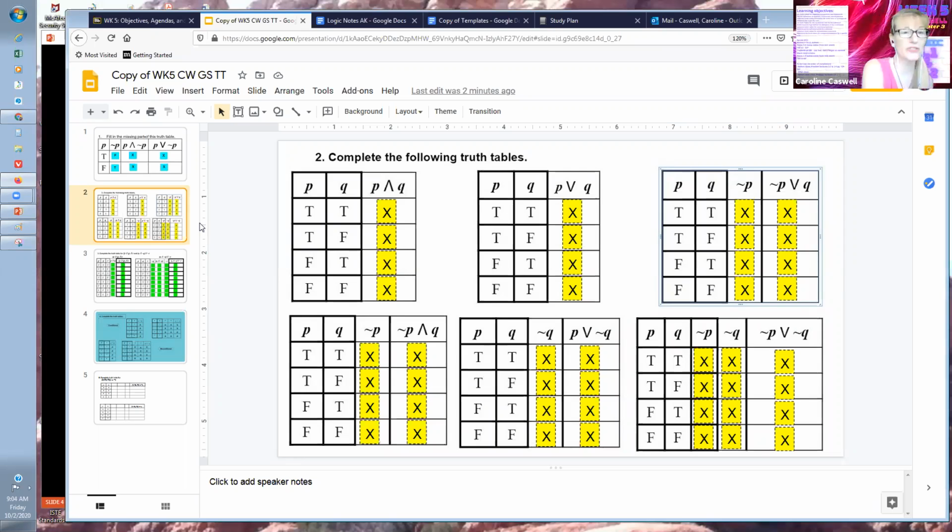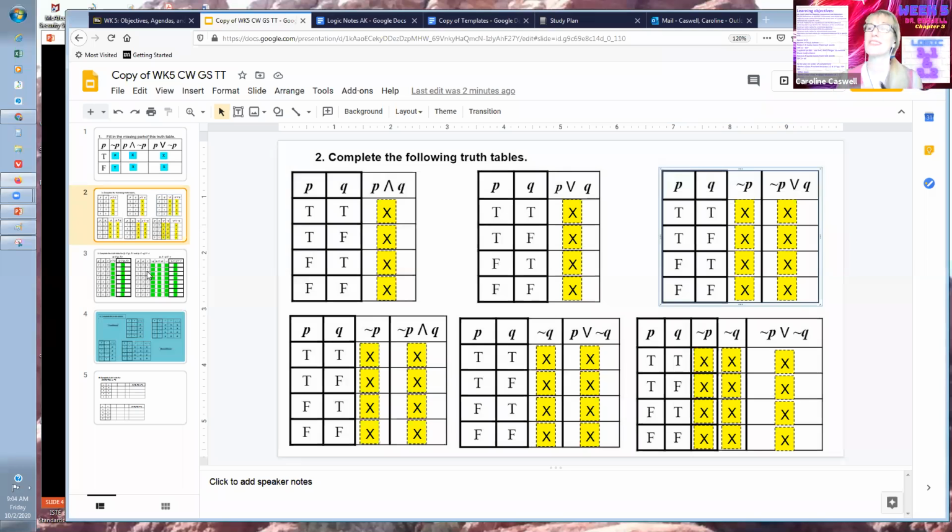So for now, just understand that if you have 1 statement, you have 2 rows, true or false. That's it. If you have 2 statements, you've got 4 rows because you've got true and false for each of those 2 options. So 2 trues, 2 falses, or a mixing of either.